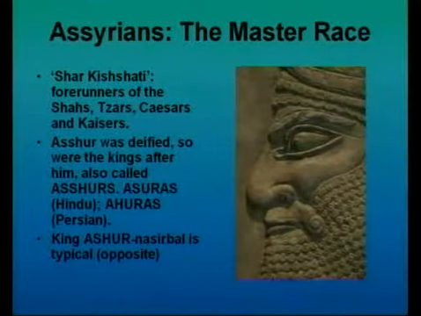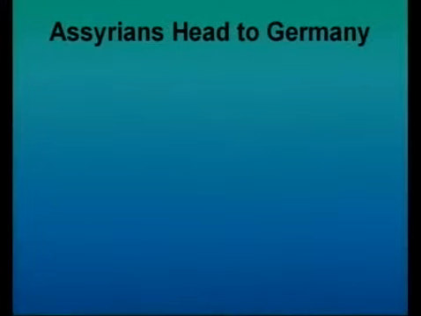On the other hand, the Persians seem to have got on quite well with the Assyrians, and they called them the Ahuras, which basically meant good spirits. Their view was good spirits rather than demons. The picture you see there on the artwork is actually King Ashur-nasirban, as typical, as I mentioned, the name Ashur being in his title.